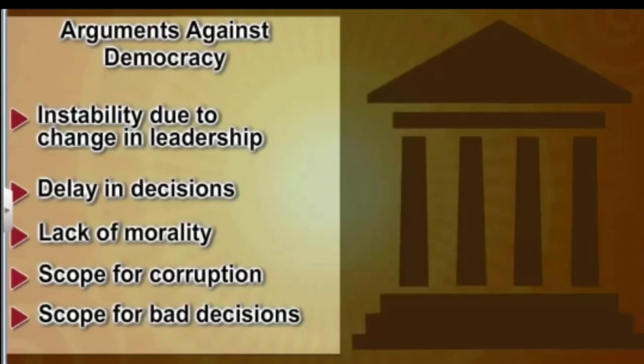And the next is scope of corruption. In a democracy, there are so many chances of corruption. As we all know, newspapers, televisions, and social media are full of arguments against this democracy and about this corruption. So in a democracy, there is a chance of corruption. And the last is scope of bad decisions. That is, in a democracy, there is a chance of bad decisions being taken by the government.